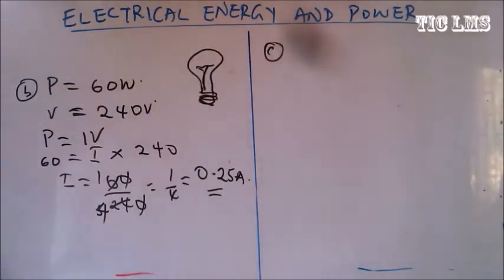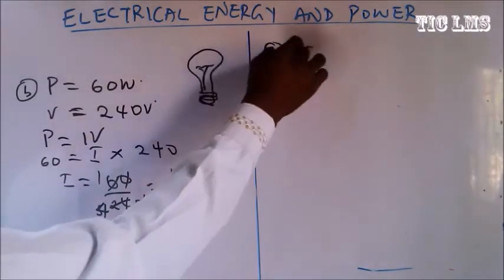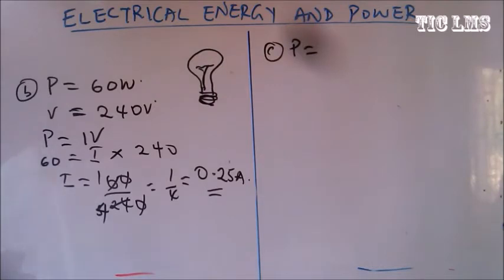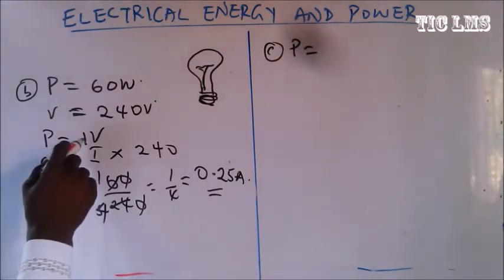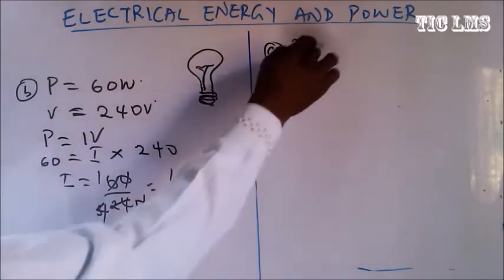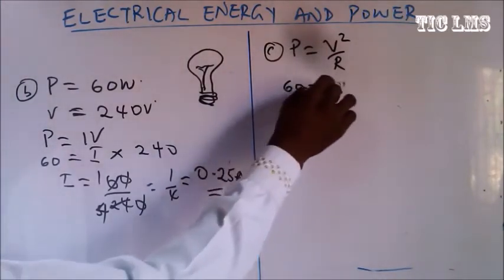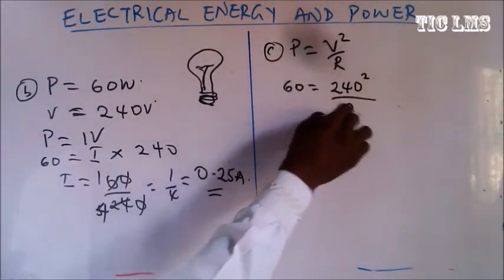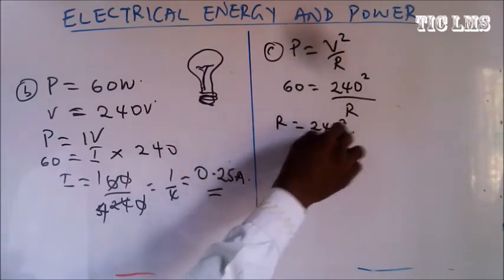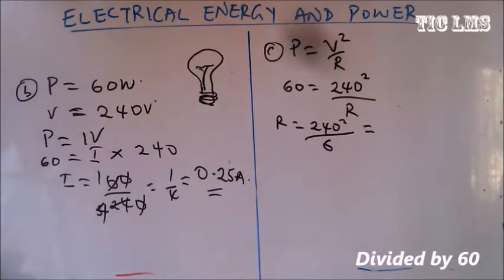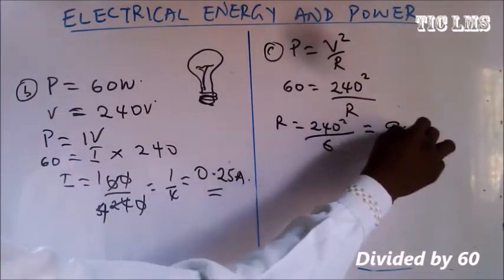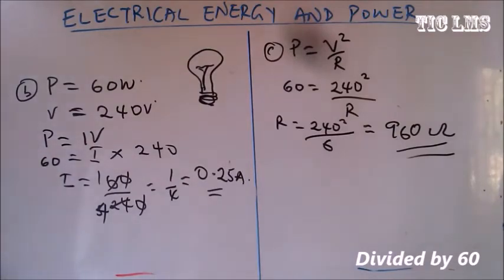C says we should calculate the resistance of the filament. What we need to do is, we have the power, and we said there are other varied formulas of power where we would replace this I with V over R. So we have this as V squared over R, right? So the power in the question is still 60 watts, and then we have a potential difference of 240 squared. Okay, then R. So R equal to 240 squared over 60, and that will result in 960 ohms as the resistance.